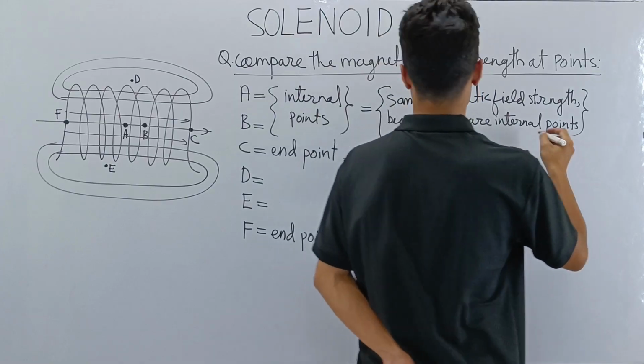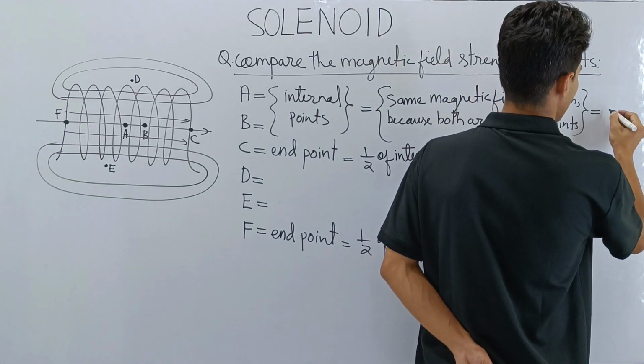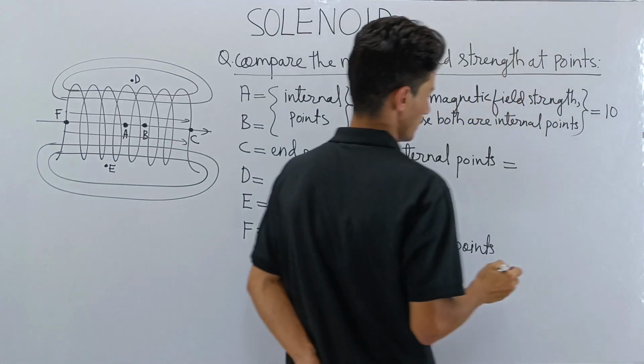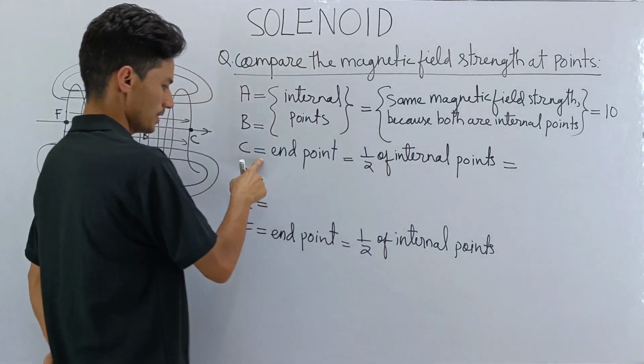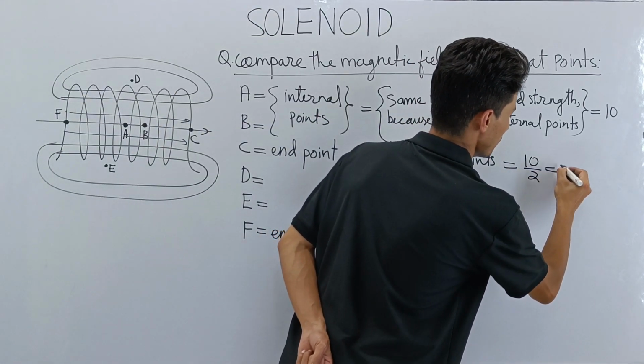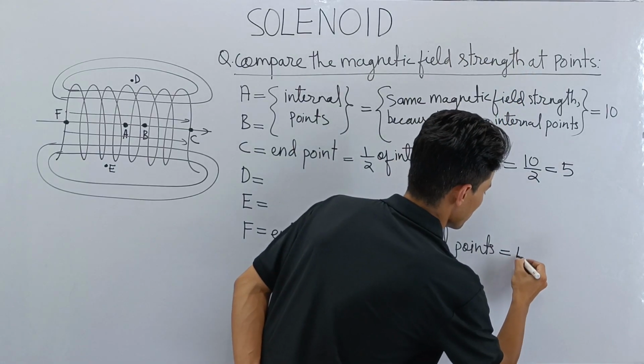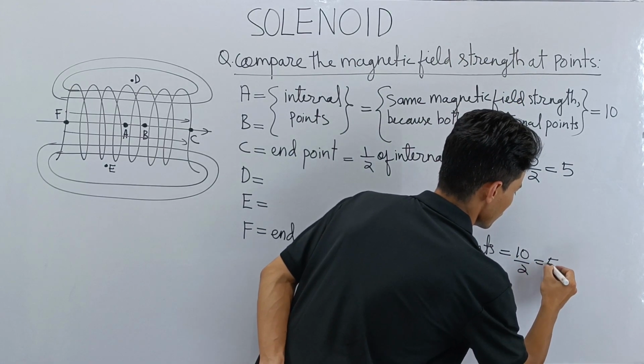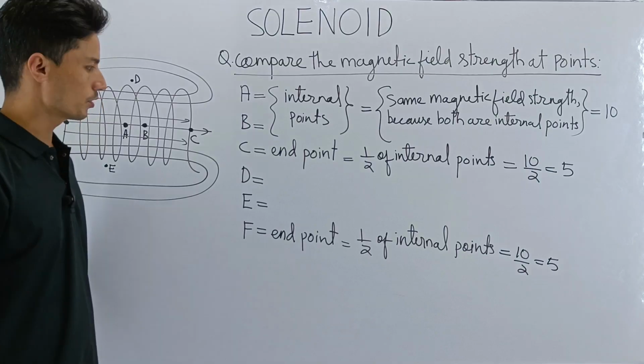So if we say that the internal points are carrying a magnetic field strength of 10, then at C and F it will be half, isn't it? That means it will be 10 by half, which will be 5. I hope you are able to follow.